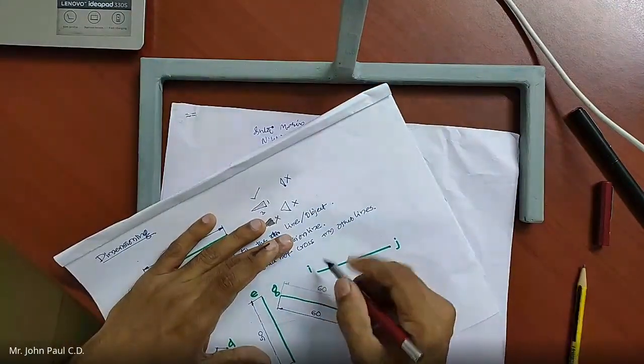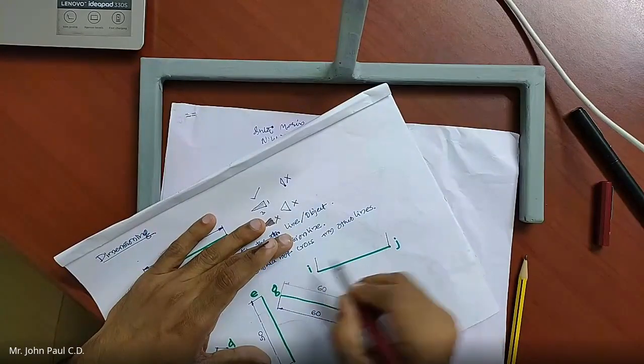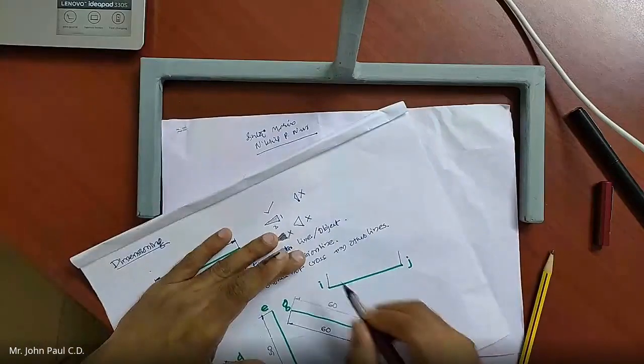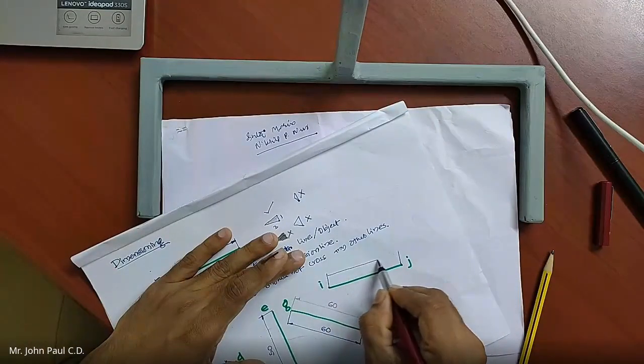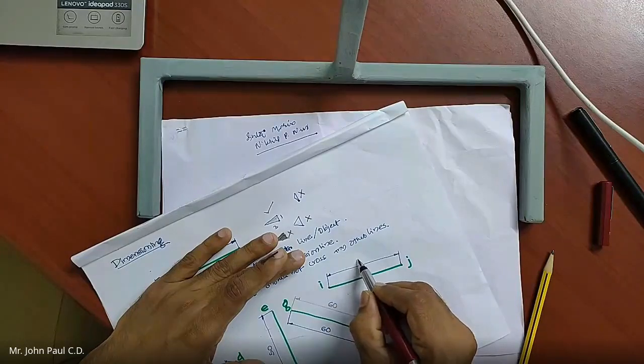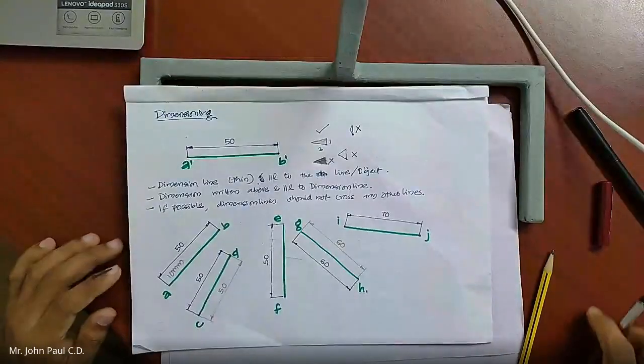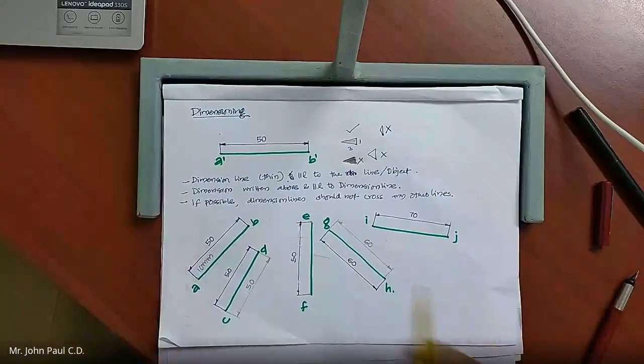And here I will mark it above. So this line is perpendicular. Does it look like perpendicular? And this is 7. So this is how it is being done.